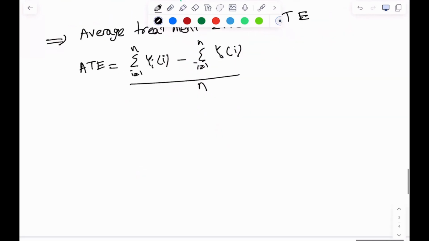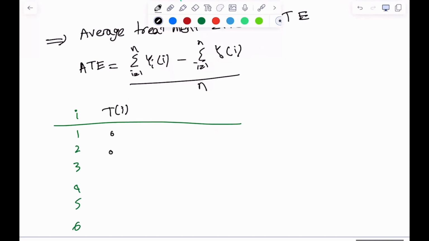Okay, so let me see how I want to do this. I want to make sure that everyone is on board with this. So we have a couple of units here. I have an i here. I have 1, 2, 3, 4, 5, 6. Okay, good. And for each one, I should have the T_i, whether I get the treatment or not: 0, 0, 1, 1, 0, 1. And then I have Y subscript 0,i, Y subscript 1,i, and then Y_i, the observed.